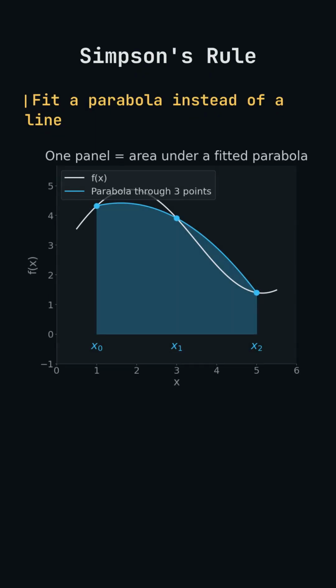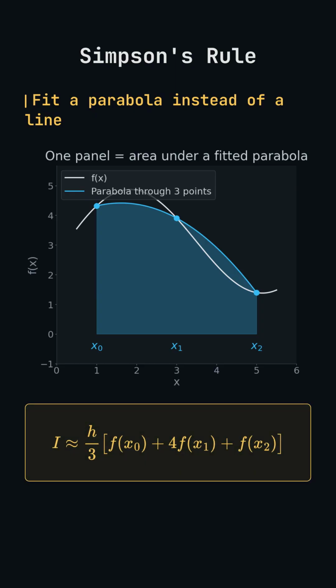Simpson's rule uses 3 points per panel instead of 2, the two ends and the midpoint, and fits a parabola through them instead of a straight line. A parabola hugs a curved function far more closely than any straight line can. Integrating that parabola exactly gives this formula. The classic 1/3 rule pattern, weights 1, 4, 1, scaled by h over 3.